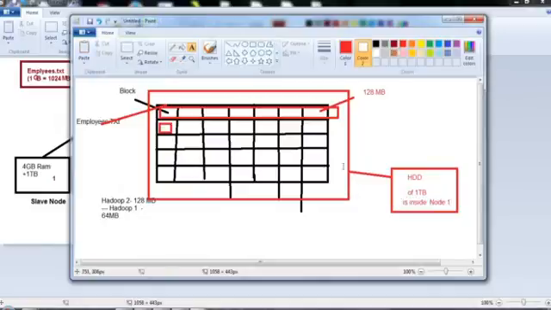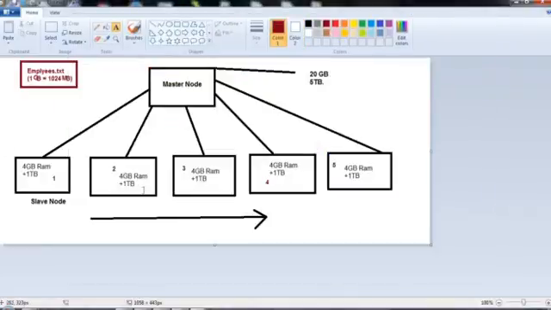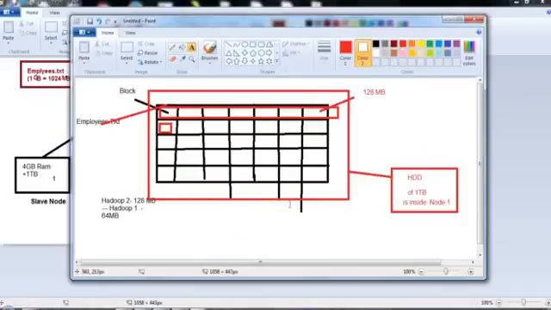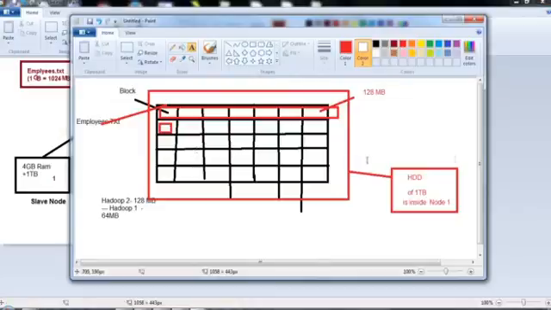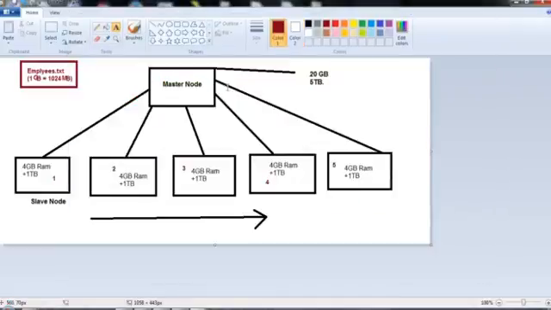Done. So you can get a picture that each node, 1, 2, 3, 4, 5, has this kind of structure, because we store data in blocks only, and in Hadoop 2 each block is of 128 MB. So a total file size of 1000 MB will be on 8 blocks. You can understand that.